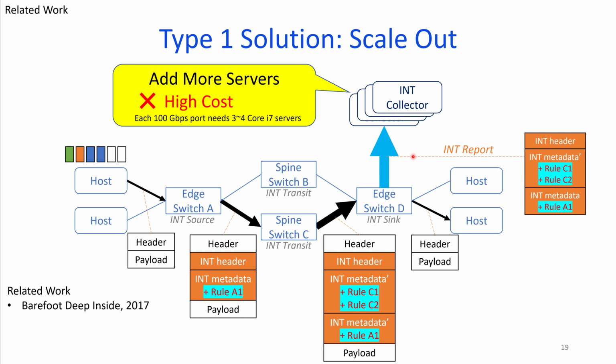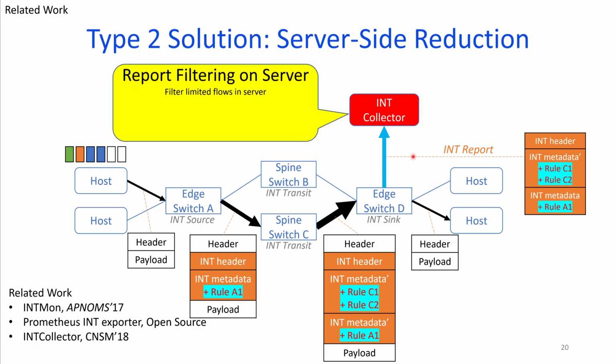The cost is too high. Another solution is to filter INT reports on the server side. It means that the server should parse all the INT report packets, determine which reports are meaningful, and store them to databases. Each packet should be parsed by the server's CPU resources.